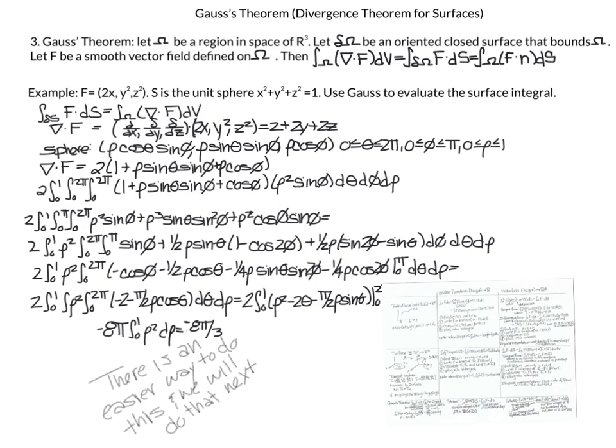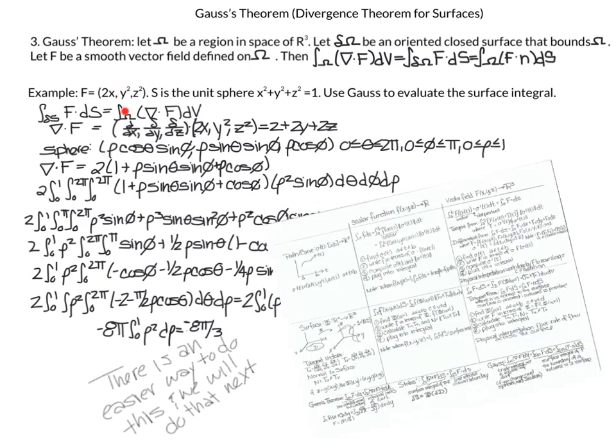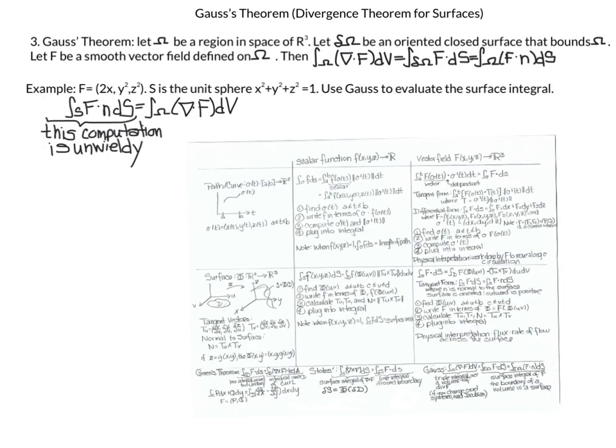This right-hand side of the Gauss equation here is a triple integral. You can see we had a triple integral over a volume. It is not a path integral. It is not a surface integral. It's straight up a triple integral. The other comment I want to make is, according to Gauss's theorem, we can do this as a surface integral.